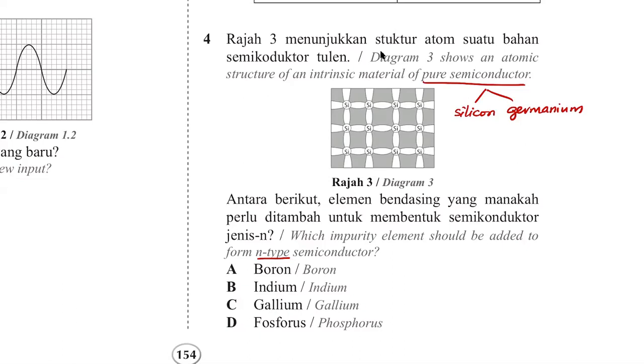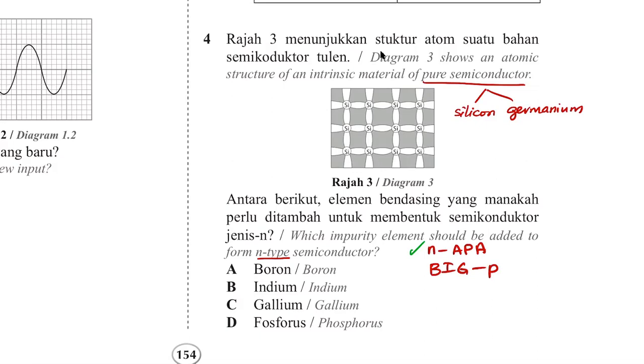Now to select the correct answer for this one, I usually use acronyms. Untuk N-type, I usually use this one lah, NAPA. And for the P-type, I use BIG, big P. So yang ini, N-type, NAPA.